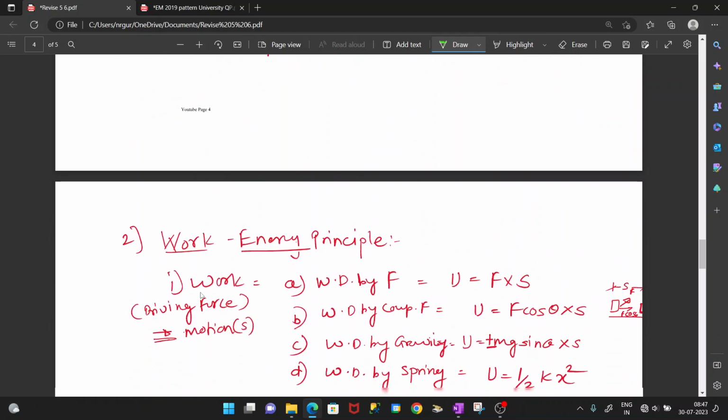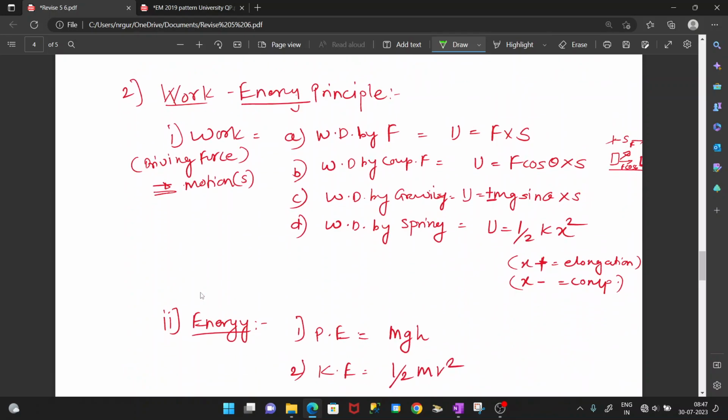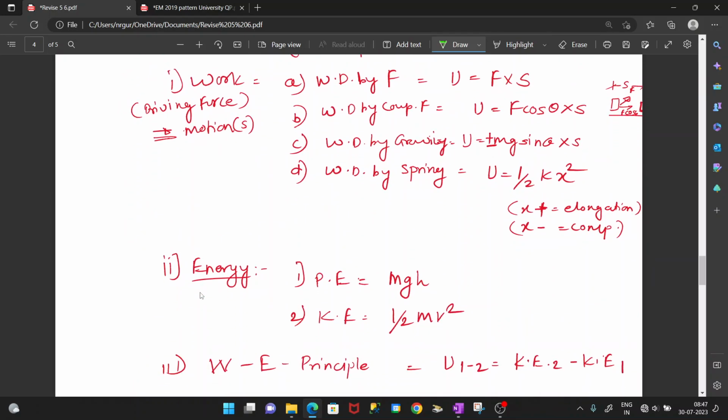What is the second part? The second part is the work energy principle. It is divided into work, energy, and the work energy principle. What is work? Work can be done in four ways. Work done by the force: U is equal to force into displacement, isn't it? Then work done by the component of the force, that is a driving force, and that driving force will only have a component in the direction of displacement. Similarly, work done by gravity.